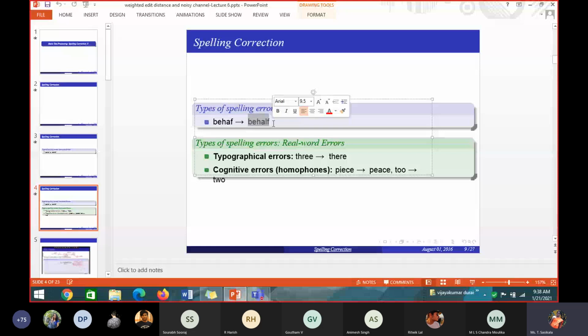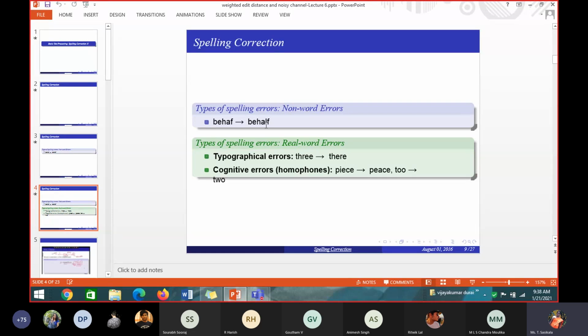And the incorrect word they have taken as X. X is an incorrect word. That is an observation, what I have observed. Okay, so why it is called a noisy channel is I have a correct word W, and I enter it into some channel, for example, the channel can be a keyboard, or any other thing you are typing that word on. So for example, I am taking the channel as a keyboard.